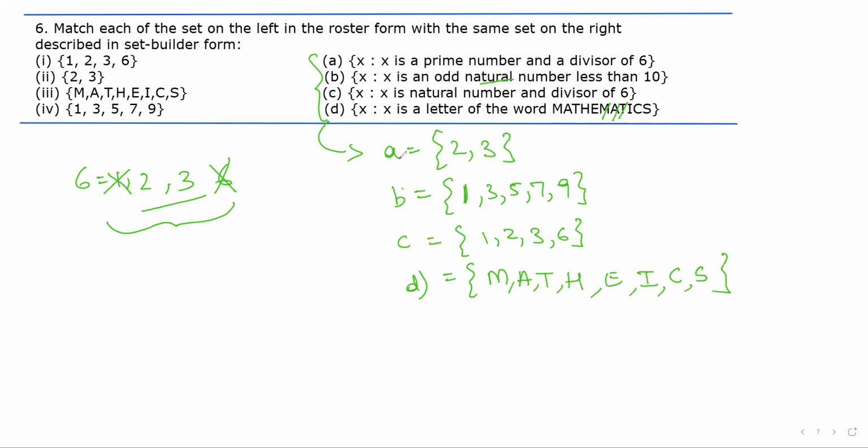Now we'll match. Your A is equivalent to {2, 3}, which is second. A is equal to second. Your B is equal to {1, 3, 5, 7, 9}. This is your B. Next, your C is equal to {1, 2, 3, 6}. This is your C. And your D is equal to just 1.